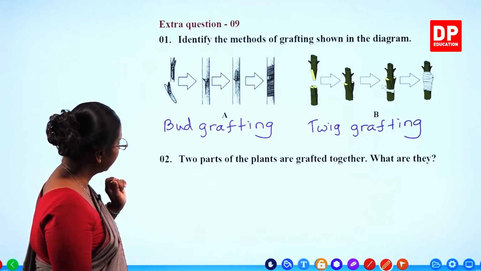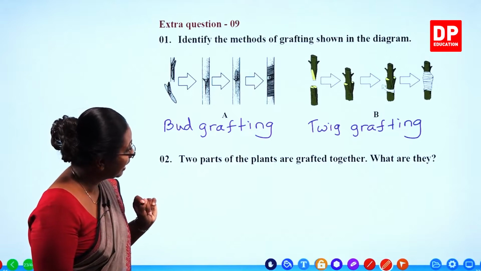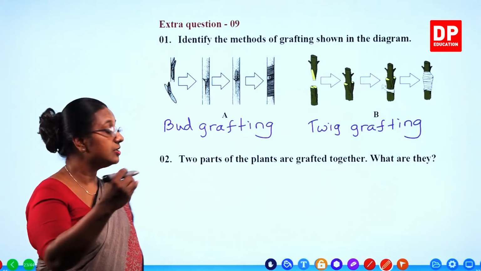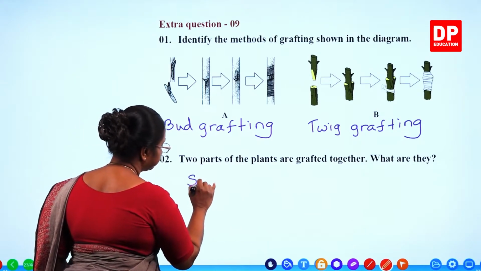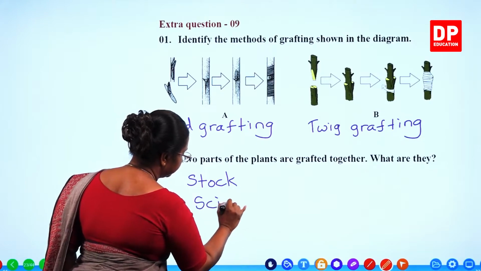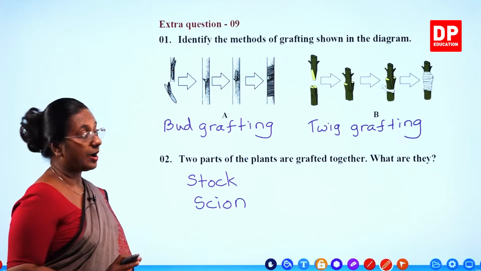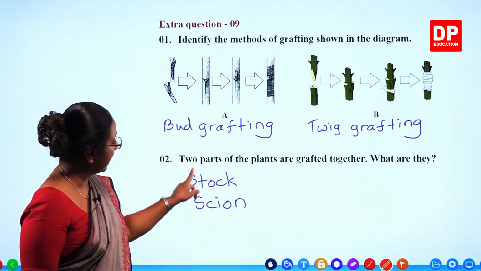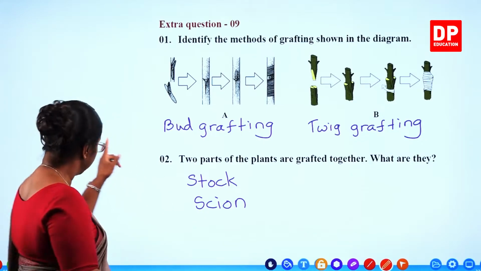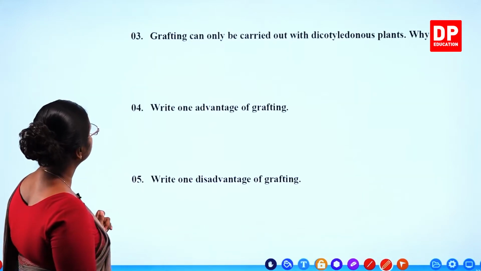Then we have the second question. Two parts of the plants are grafted together. What are they? I have already mentioned that. The stock and the scion. Stock and the scion. So those are the two parts. You have identified the method and you have written the two parts of the plant that are used. With that, the next part of the question.